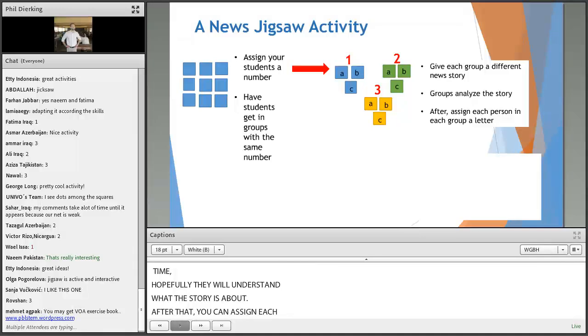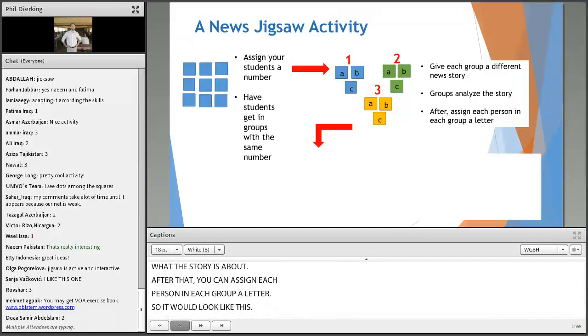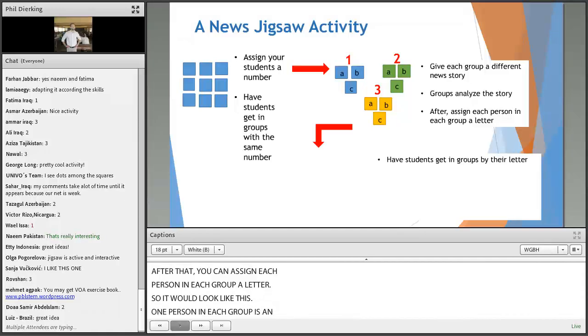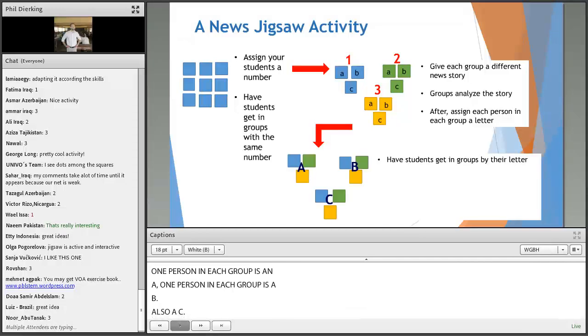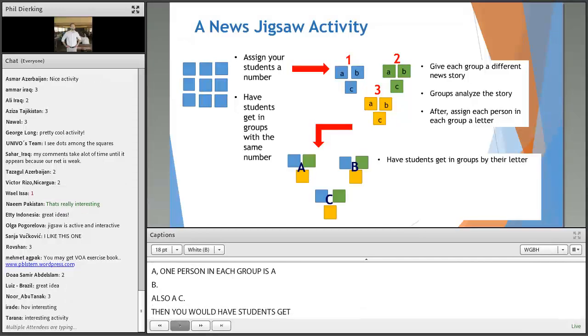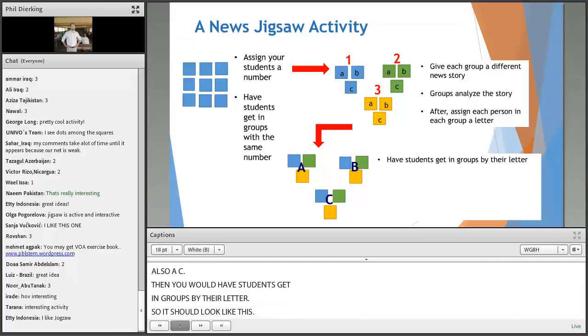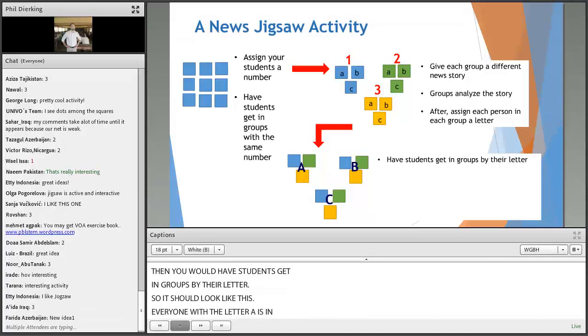There's one person in each group who is an A, one person in each group who is a B, and also a C. Then, you would have students get in groups by their letter. So it should look like this. Everyone with the letter A is in one group, everyone with the letter B is in one group, and everyone with the letter C is in a group.